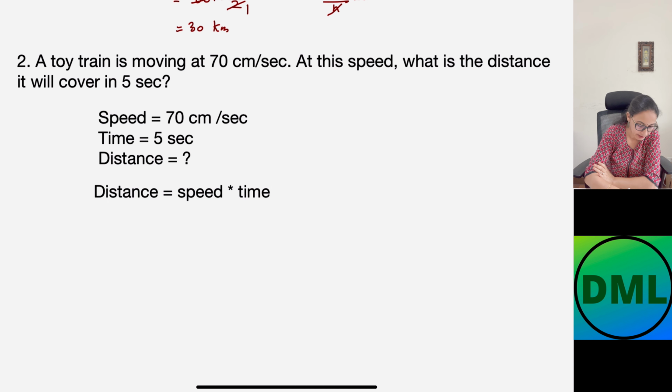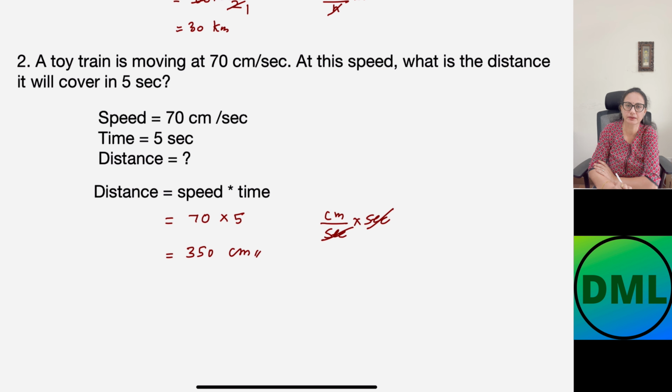What is my speed? Let's write down the answer here. Speed is 70 multiplied by time, 5 seconds. I need to multiply that. 5 sevens are 35 and 1 zero, and my answer is in centimeter. Why? Because 70 is centimeter per second multiplied by second. Second gets cancelled and your answer is centimeter. Your distance is 350 centimeter.